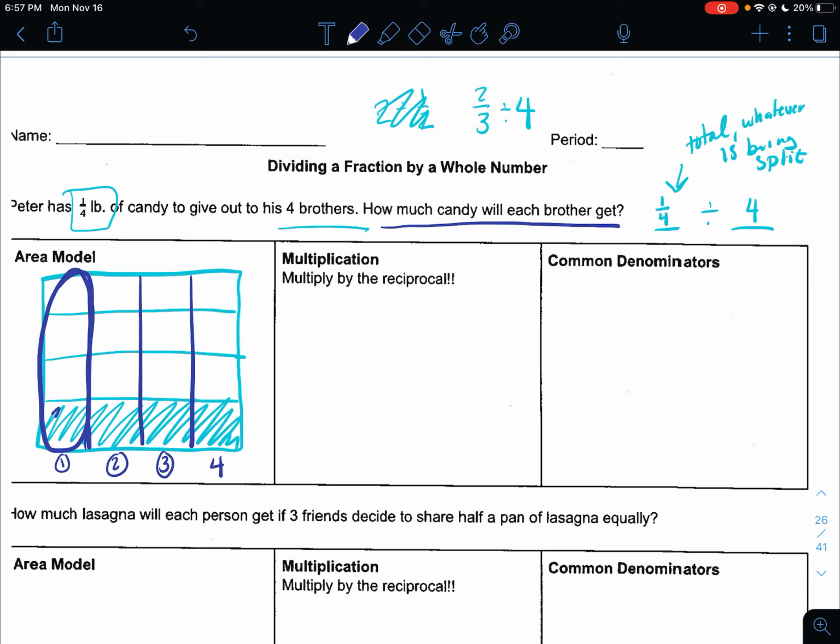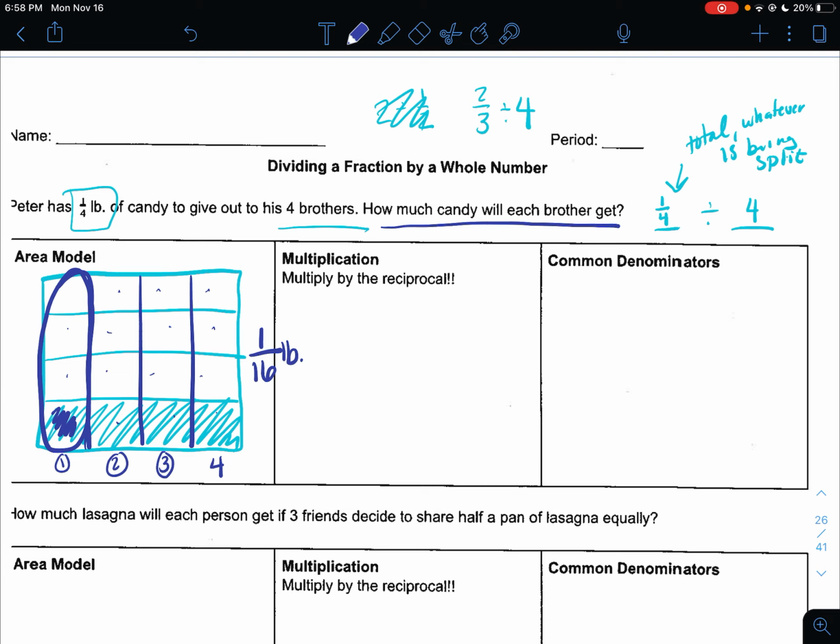So how many boxes is shaded for that brother? This box right here is shaded, so the brother gets 1 out of how many boxes total? 1, 2, 3, 4, 5, 6, 7, 8, 9, 10, 11, 12, 13, 14, 15, 16. So each brother would get 1/16 of a pound of candy. Okay.